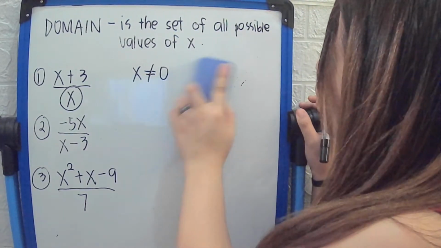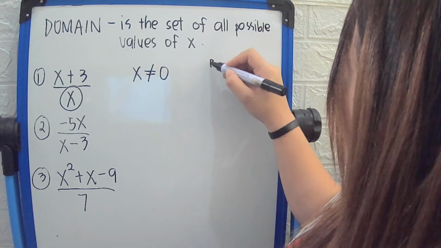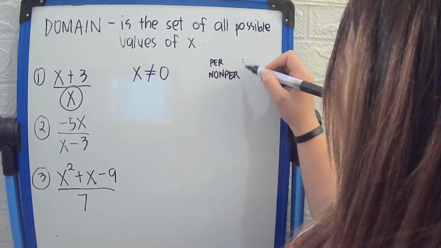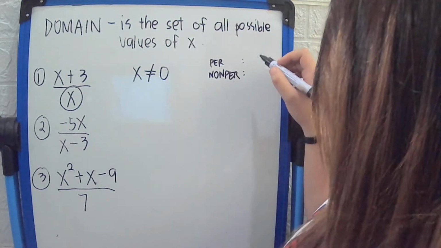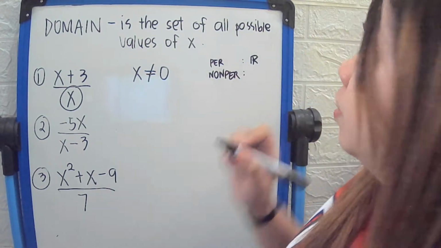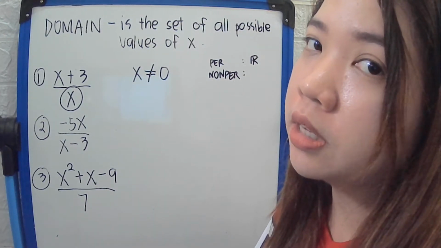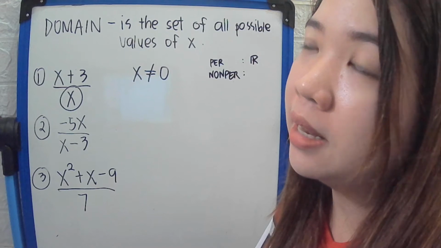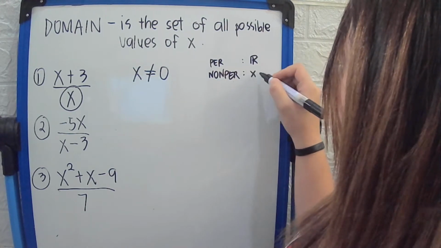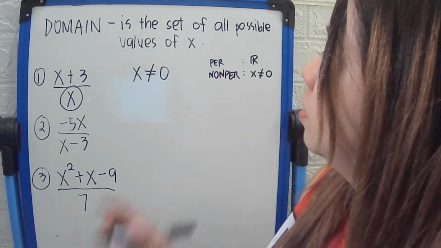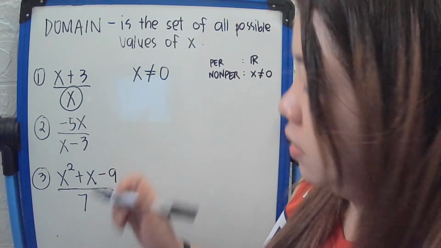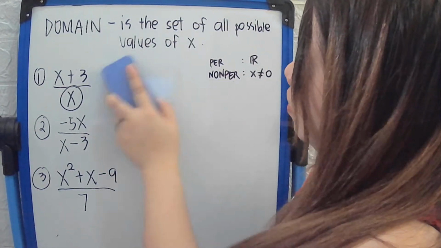So if we are going to write the permissible and non-permissible values of x, the x here should be a real number. When we say a real number, these are the numbers that are terminating and repeating decimals. Non-permissible is here: your x must not be 0. So you can substitute any values for x here, provided that your x should not be 0. Now, this is for number 1.